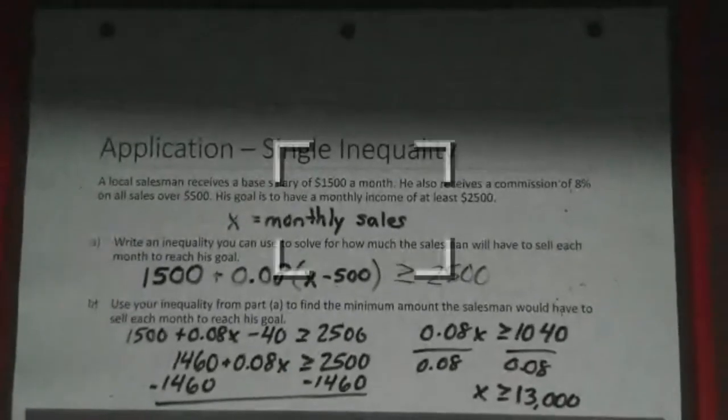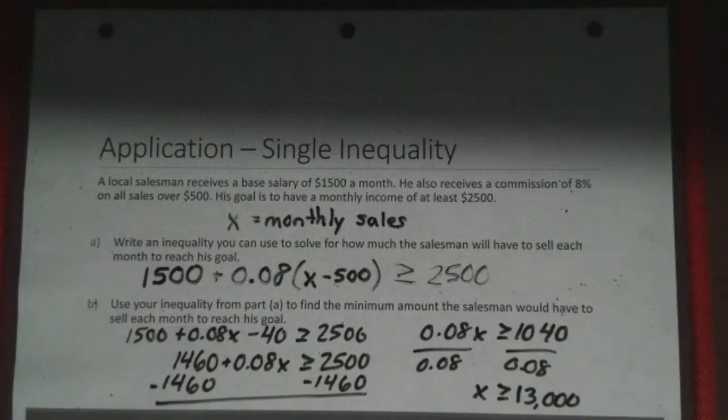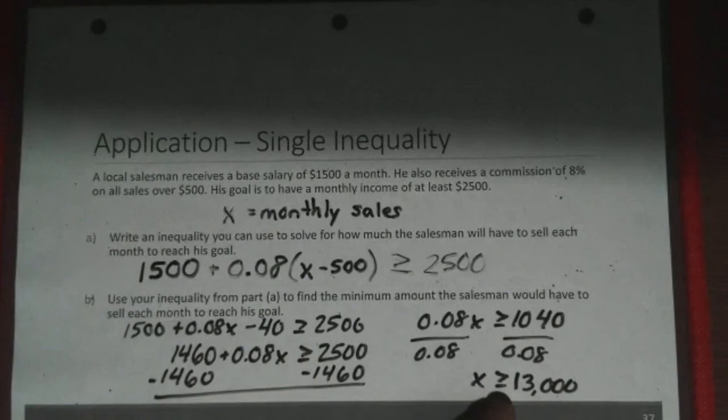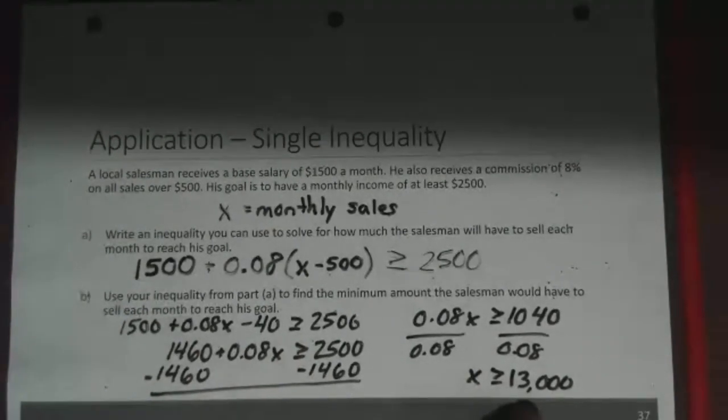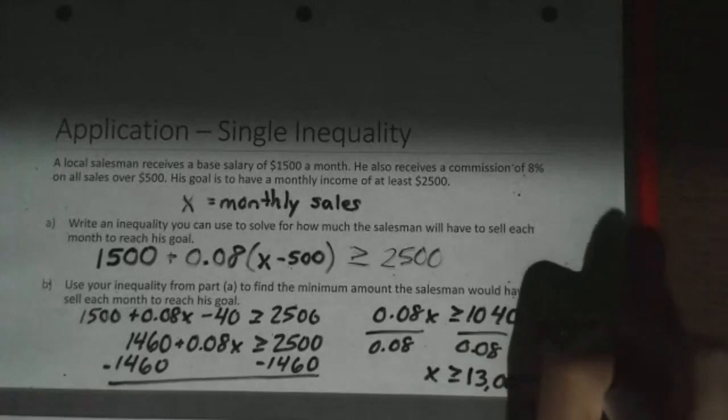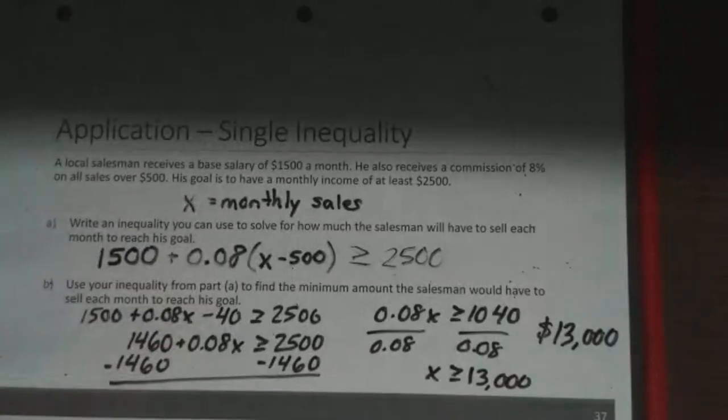So going back to the problem, we were asked to find the minimum amount he needs to sell to reach his goal. He needs to sell more than or equal to $13,000. So the least he could sell and make his goal is the $13,000.